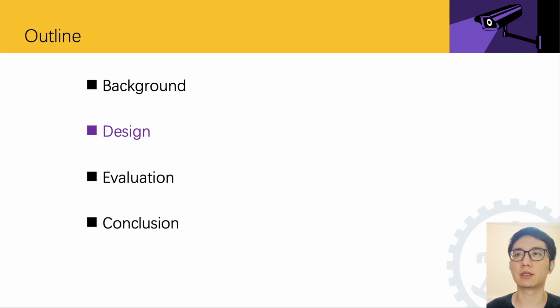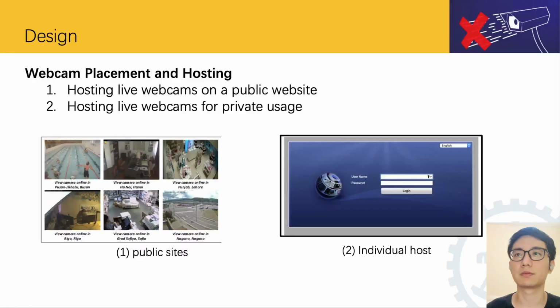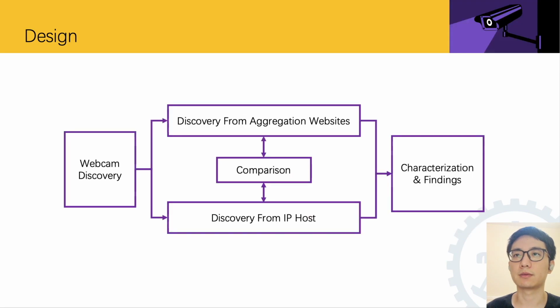Okay, let's continue to the design section. There are two typical ways of hosting live webcams. The first one is hosting live webcams on public websites, and the second is hosting live webcams for private usage. To detect and understand live webcams in the wild, we should detect live webcams both on aggregation websites and IP hosts.